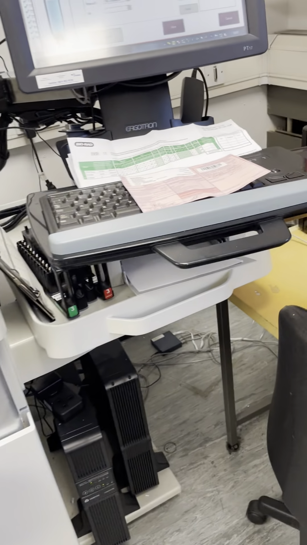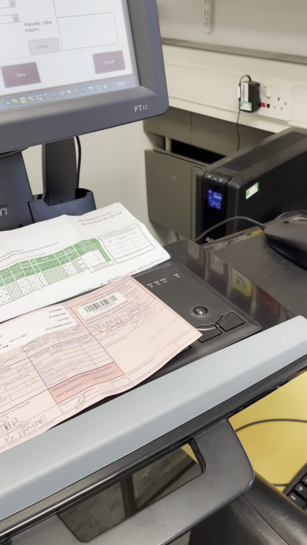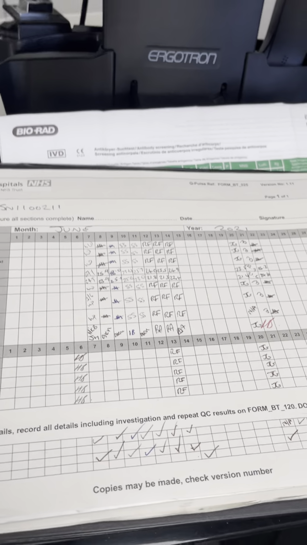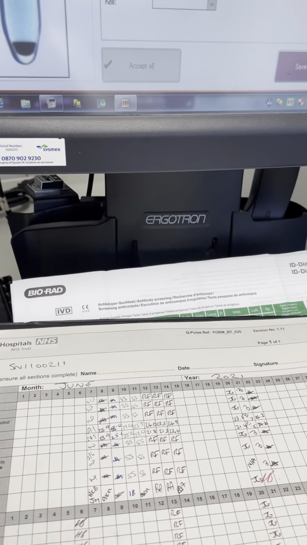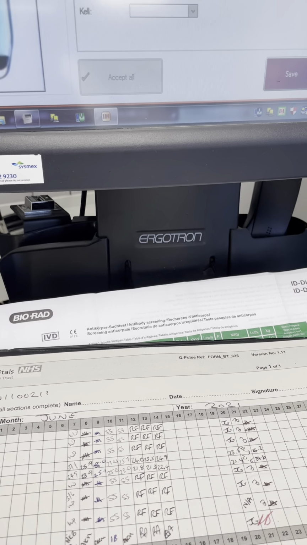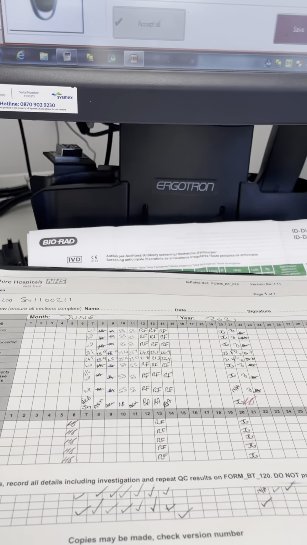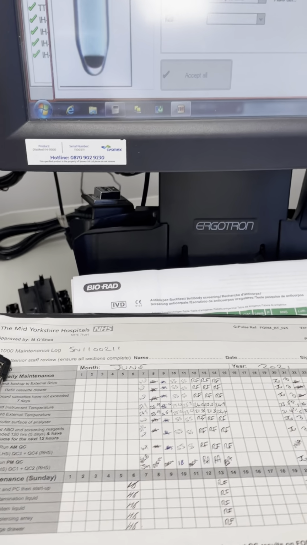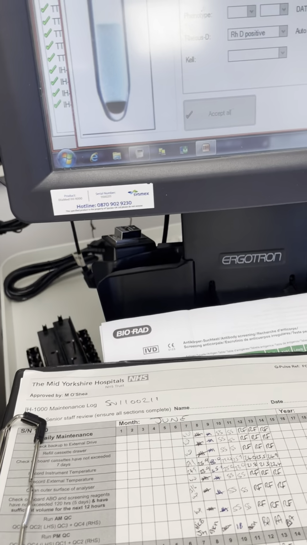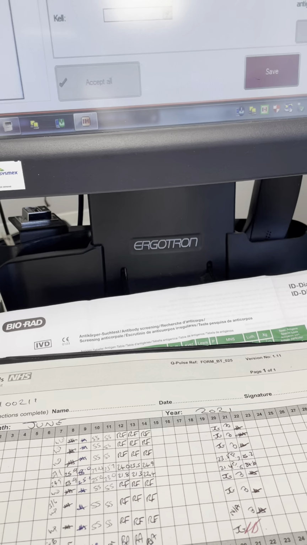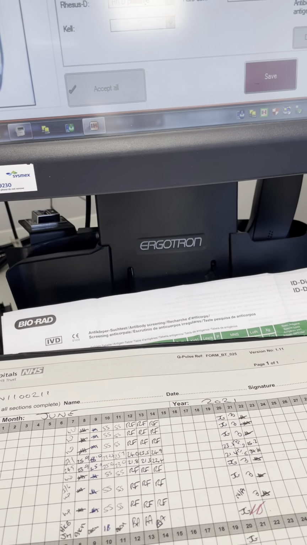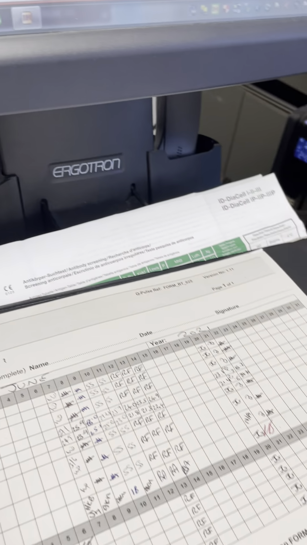So maintenance is performed on these analyzers once a week, and it is performed on a Saturday and Sunday. So what we use is a cleaner called Microcide, and that cleaner is used to clean the lines to remove any bacteria and contamination or reagent buildup. And then we'll prime the lines with system liquid, and we'll run the QC on the grouping screen tests.